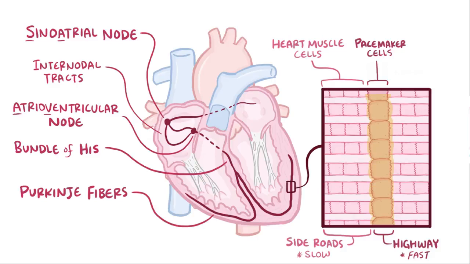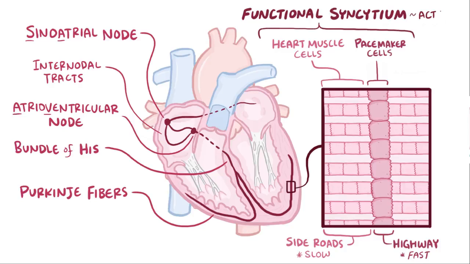This is important because we want all of the myocytes to pick up that action potential and contract at about the same time. We can call this whole system a functional syncytium, which means that the mechanical, chemical, and electrical connections between these cells allow them to act as one unit in some ways. And it's the pacemaker cells that can make all of this happen.